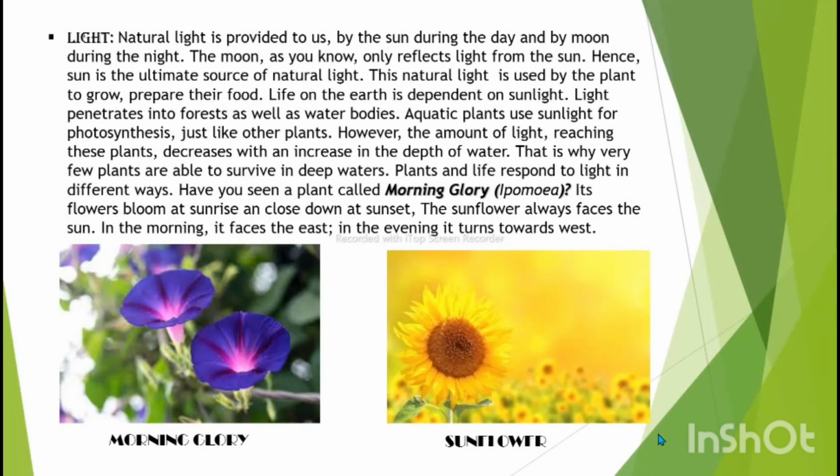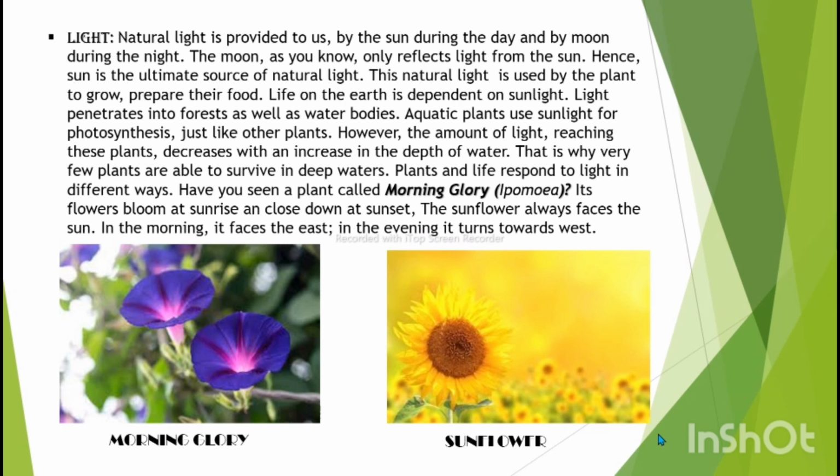Now, light. Natural light is provided to us by the sun during the day and by the moon during the night. The moon, as you know, only reflects the light from the sun. Hence, the sun is the ultimate source of natural light. This natural light is used by the plant to grow and prepare its food. Life on the earth is dependent on sunlight. Light penetrates into the forest as well as water bodies. Aquatic plants use sunlight for photosynthesis just like other plants. However, the amount of light reaching these plants decreases with the increase of depth in water. That is why very few plants are able to survive in deep water.